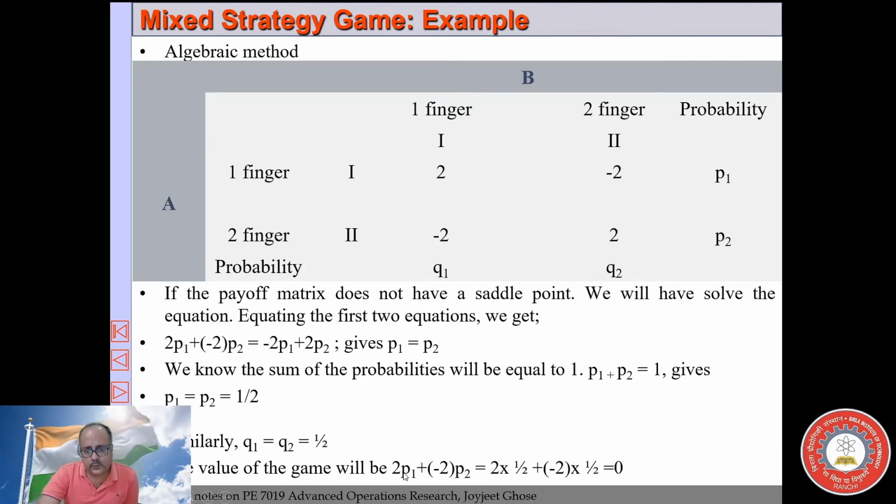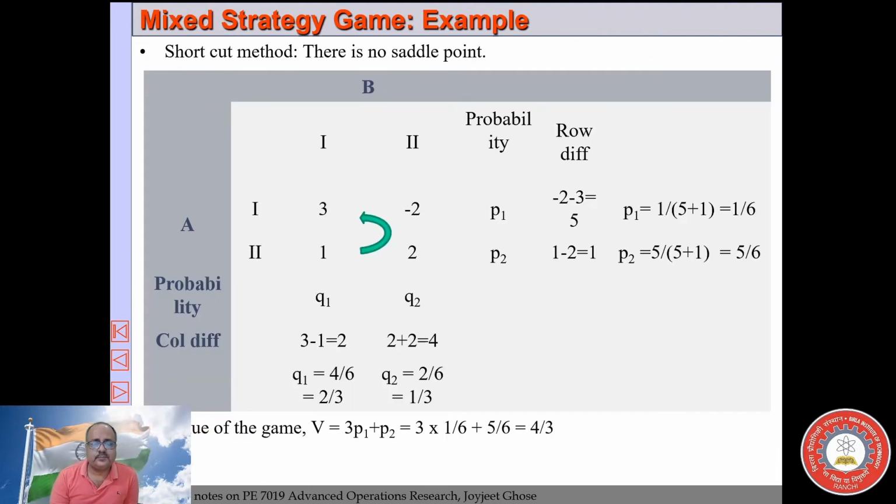So here 2P1 minus 2P2. If I put in the values, then I get the value as 0. So the value of the game is 0. That means A will not gain anything and B will also not gain anything. So here the value of the game is 0. Okay, fine. So here my objective is to find out the values of P1, P2, Q1, Q2 and the value of the game of this game. Now to find out the probabilities, here we will calculate in the anti-clockwise direction.